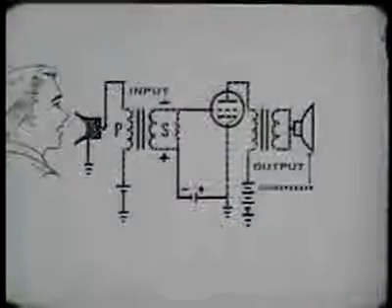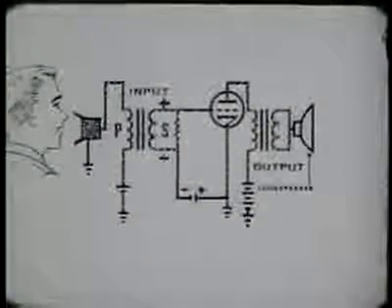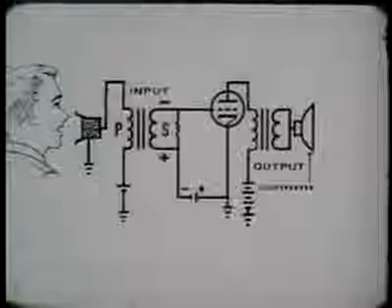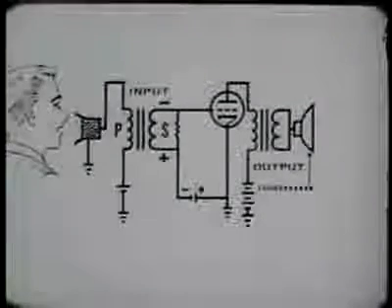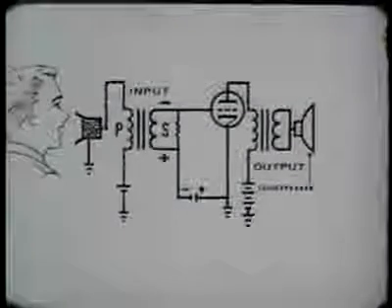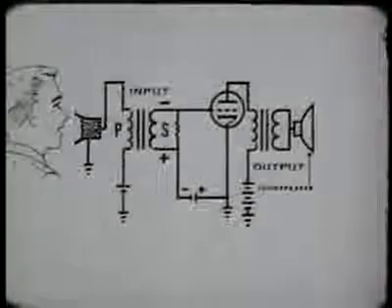Each of these steps causes a loss of a portion of the energy. We restore the lost energy by use of batteries and a vacuum tube amplifier.